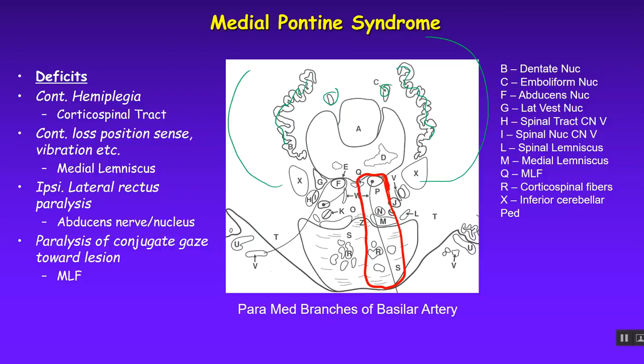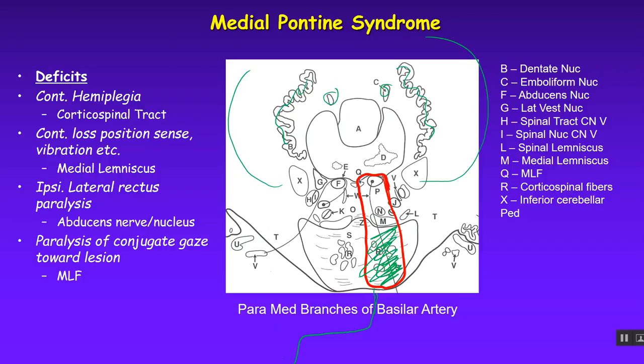Deficits you're going to see. If you damage a pretty good region of this front part of the pons, you damage those corticospinal tract fibers that are running down through the front part of that pons. They are going down to eventually cross over to the other side in the pyramids down low, at the decussation of the pyramids. So if the damage is up here in the pons, on the right side, the weakness is on the left. So contralateral hemiplegia.